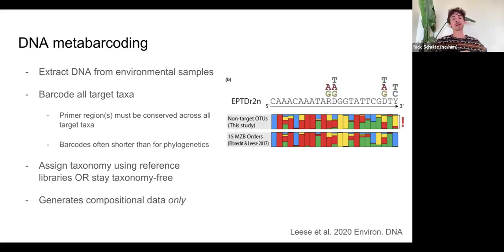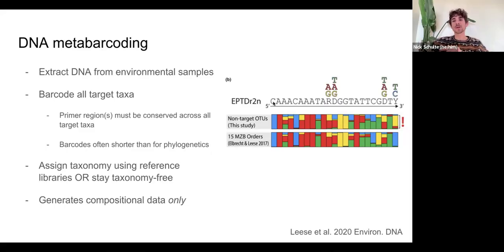So DNA metabarcoding, again, is a collection of barcodes, essentially. Instead of extracting DNA from a culture, we're extracting it from an environmental sample, whether it's a biofilm or a water filter, for instance. Then we barcode essentially all target taxa. And I mentioned the primer region before needing to latch on to that gene that we're interested in. Now we have to make sure that primer region isn't just specific for the species, but is specific across all of our target taxa. So if we're interested in all diatoms, we need to make sure that that primer region works for them.